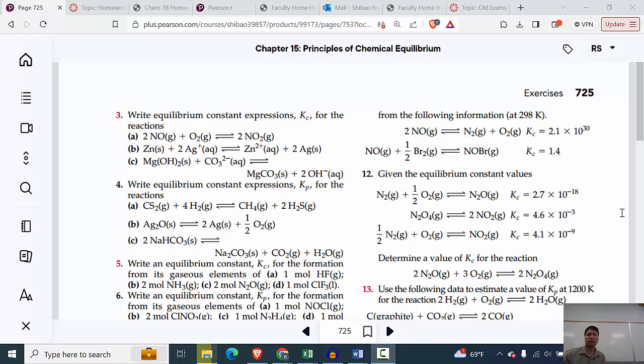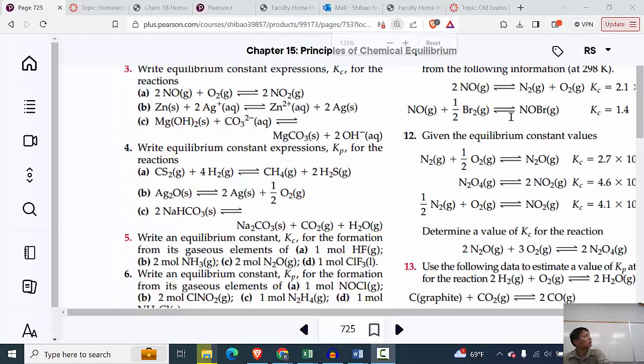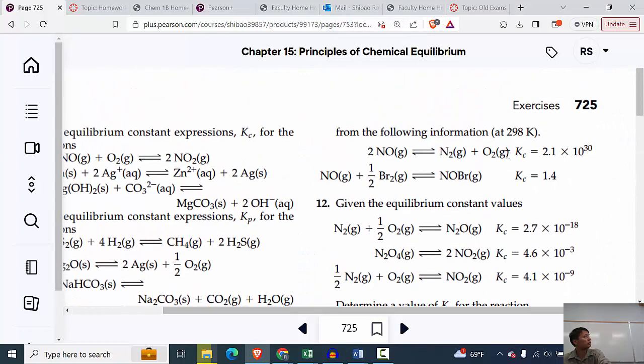We'll continue looking at some of the problems here. So we looked at some of these. When we have gases, like all these are gases here, we could either express it in terms of Kc or Kp, the equilibrium constant. And we can quickly see if Kc and Kp are numerically going to be equal. And so here, would Kc and Kp be equal?